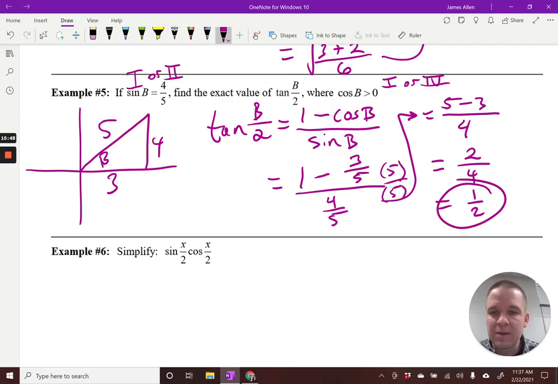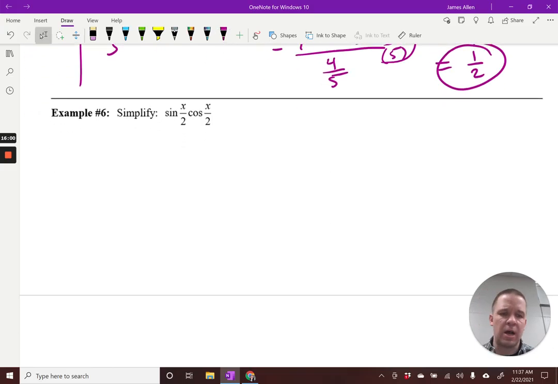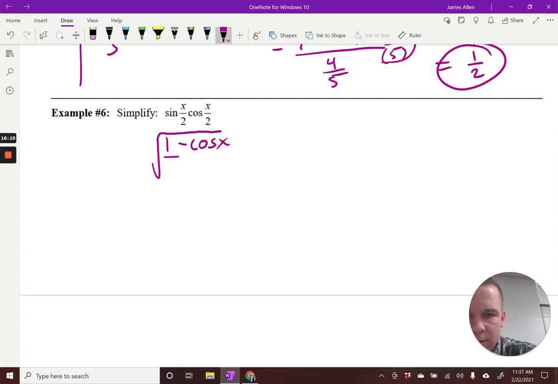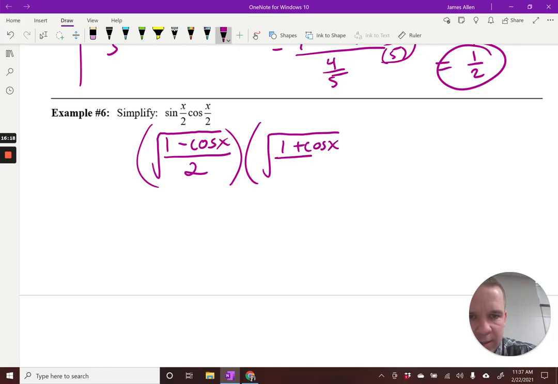All righty. Simplify sine of x over 2 times cosine of x over 2. So we're dealing with two half-angle formulas here. So perhaps I write out my half-angle formula. So we'll start with square root of 1 minus cosine of x over 2, times square root of 1 plus cosine of x over 2.